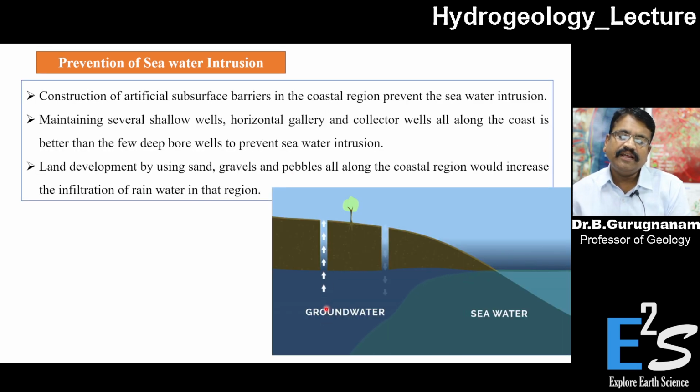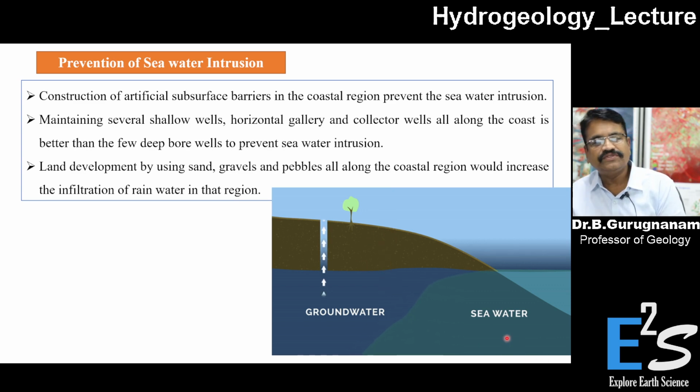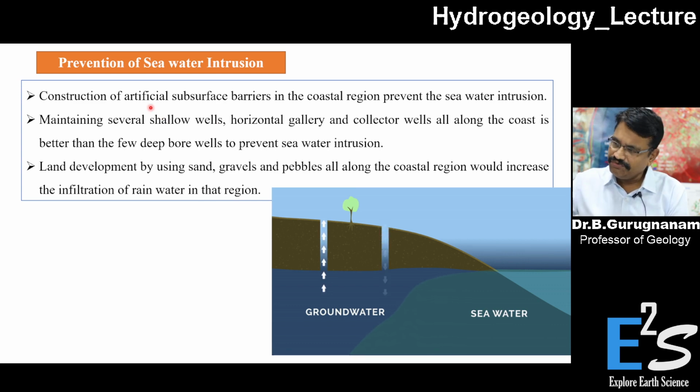And this is another diagram. You see, if you continuously take the water, the wedges will come. If you recharge the water, the wedges will go. You continuously pump the wedges which are coming inside. Once you recharge, the wedges go and the seawater goes back. Construction of artificial subsurface barriers in the coastal region prevents seawater intrusion. You have to have continuous artificial recharge stations in the coastal region.